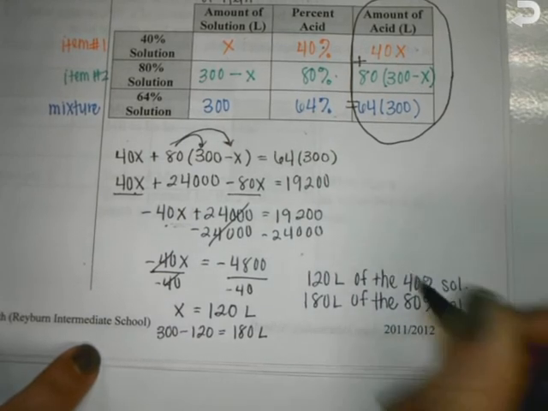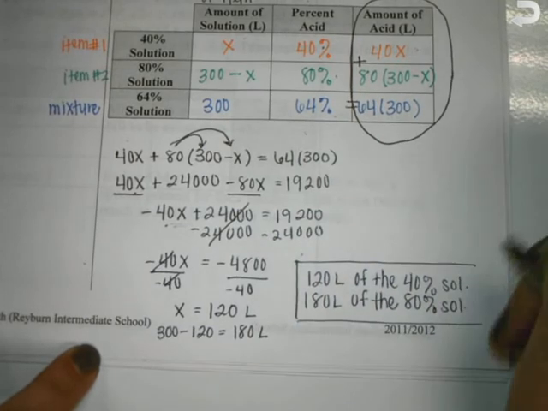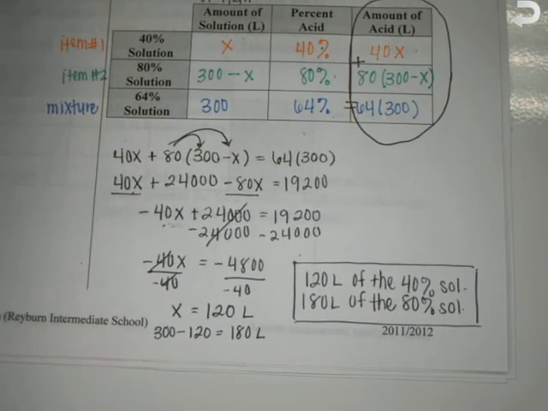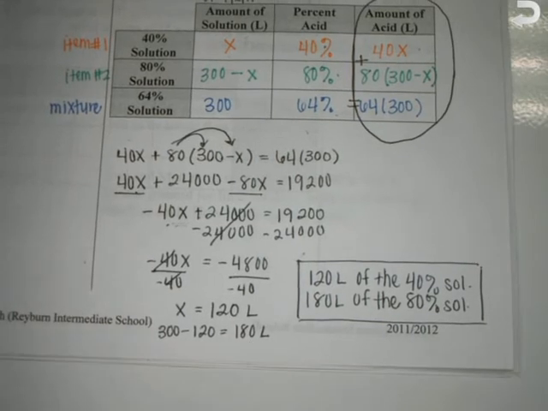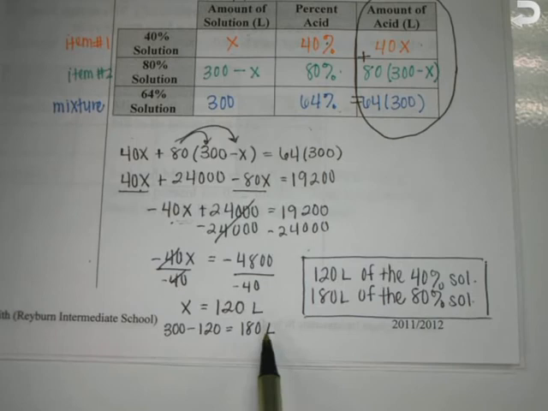On a test, if you just give me 120 liters, 180 liters, I will give you some credit. However, I will take off a couple of points, because I don't know which one's 120 and which one's 180. You have to label it for me. Okay, so you need to write 120 liters of the 40% and 180 liters of the 80%.